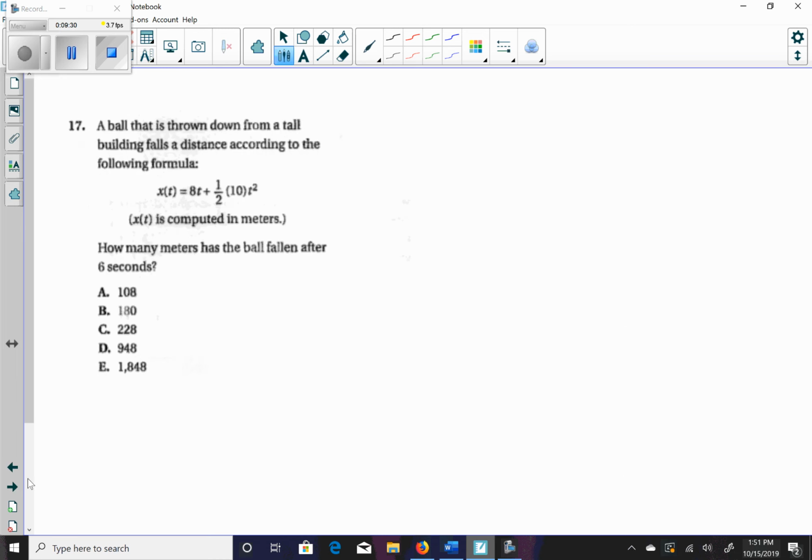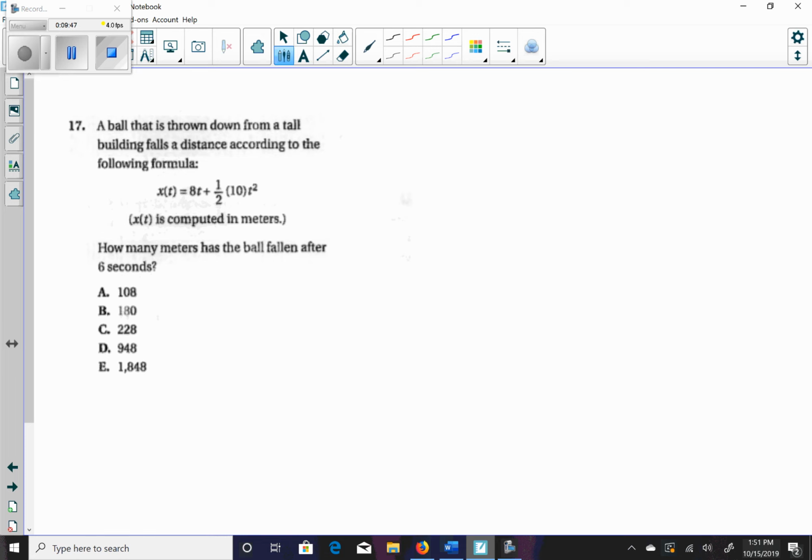Number 17, it says a ball is thrown down from a tall building and falls at a distance according to the following formula. X sub t is equal to, and then you have the equation, where X sub t is computed in meters. How many meters has the ball fallen after 6 seconds?